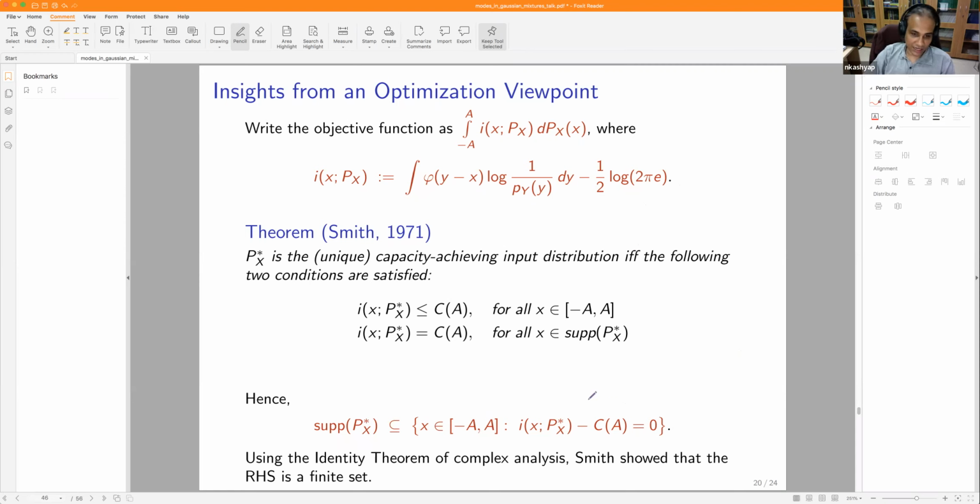By extending this function to the complex plane and using the identity theorem from complex analysis, Smith showed that this right-hand side has to be finite. Because this is a holomorphic function, you cannot have an infinite number of zeros within a bounded region, because then there would be a limit point, and once you have a limit point, the entire function must be zero. So Smith showed that the optimal input distribution is actually finitely supported.